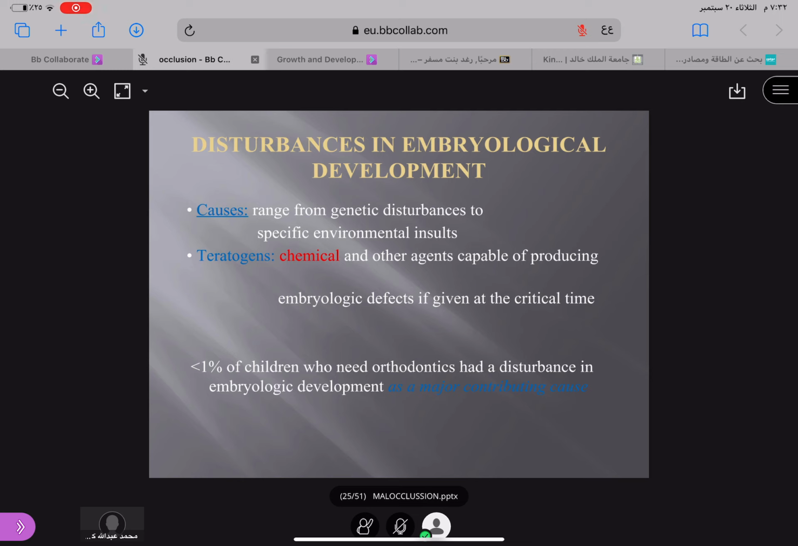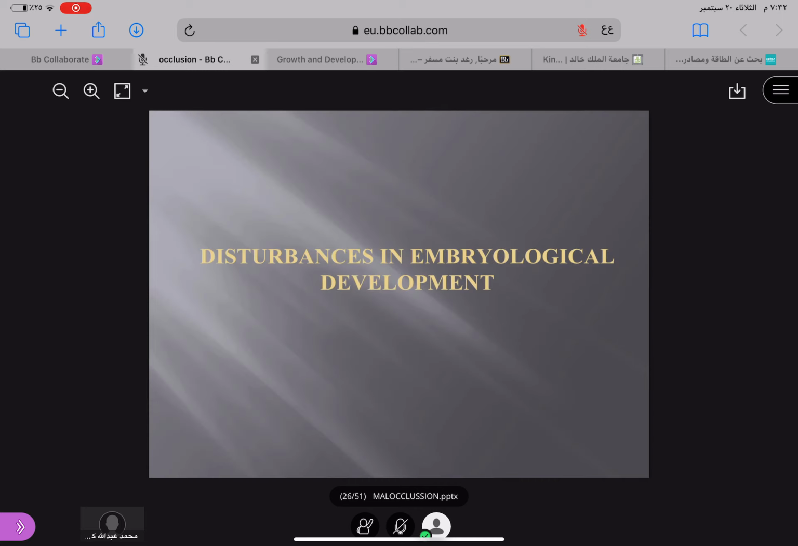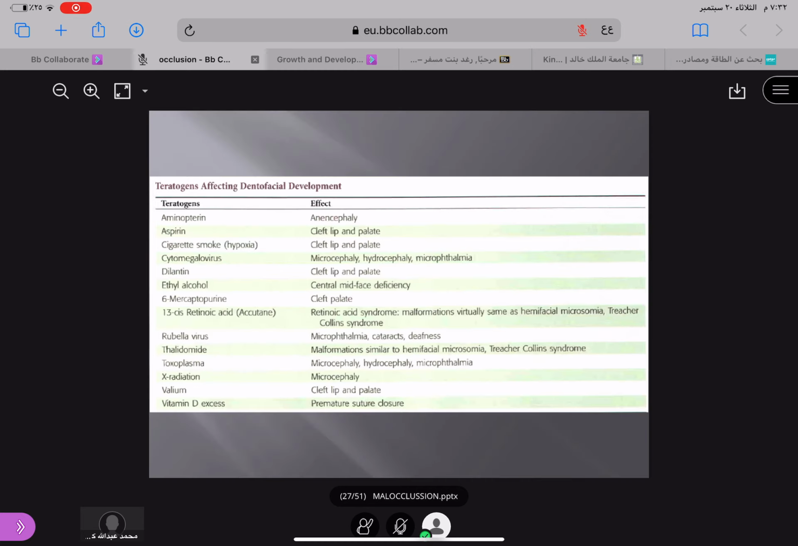What are teratogens? The chemicals and other agents capable of producing embryological defects if given at the critical time, right? So teratogens are the cause of the development of malocclusions. If you see here, there are so many chemicals which are given at the critical time. They can cause certain defects. For example, the most commonly used drug, aspirin, can cause cleft lip and palate. Cigarette smoking is the cause of hypoxia, which is the cause of cleft lip and palate.